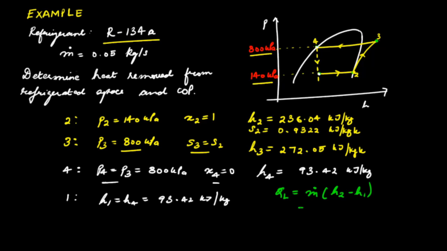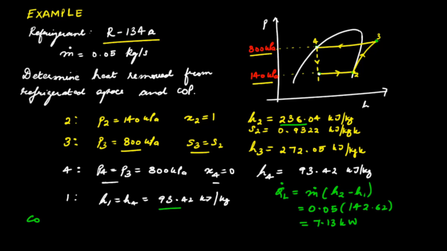So we'll get the mass flow rate is this, and the enthalpy change is H2 minus H1, and if we do that calculation we have 142.62, and therefore this is equal to 7.13 kilowatts. So the rate at which heat is being removed from the refrigerated space is 7.13 kilowatts for this case. Finally, let's look at the calculation for COP.